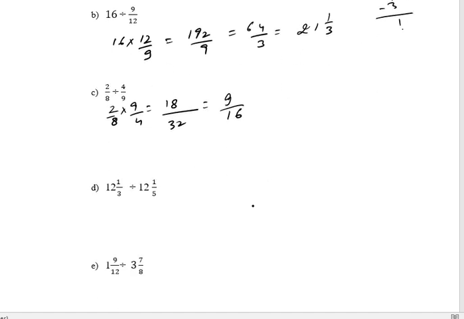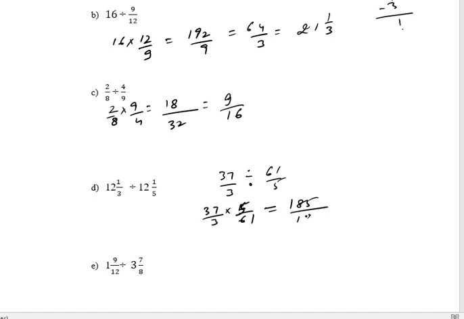Next question. 12 and 1 upon 3. So 12 threes are 36. 36 plus 1 is 37 upon 3 divided by 12 and 1 upon 5. 12 fives are 60, 60 plus 1 is 61 upon 5. So what we can do right here? 37 upon 3 into 5 upon 61, sorry.